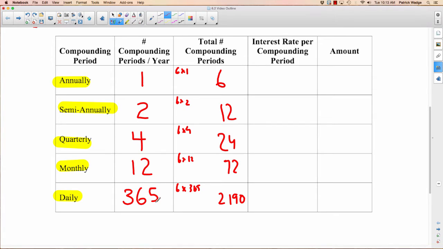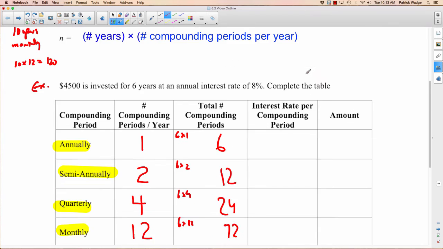If you get 365 compounding periods per year, you get interest 365 times a year, and you're putting it in there for 6 years, then 365 times 6 is the number of times you're getting a compounding period, or getting interest. Okay, the next thing, interest rate per compounding period.